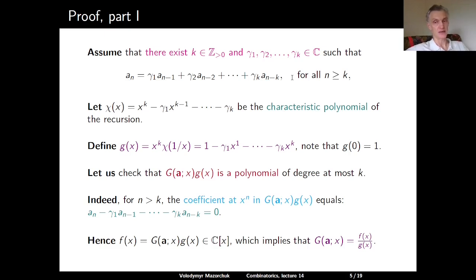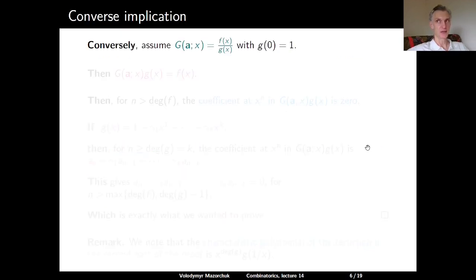which of course implies that the generating function is a rational function. It can be written as f of x divided by g of x, where f and g are polynomials, and the value of g at 0 is 1. Let us now prove the converse implication.